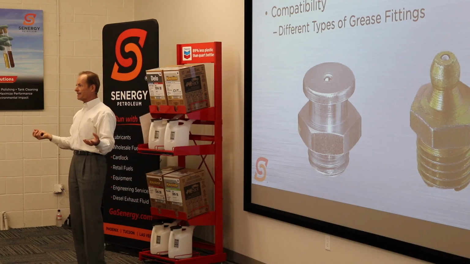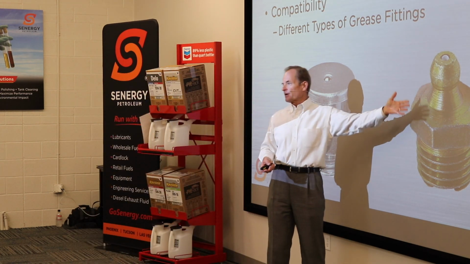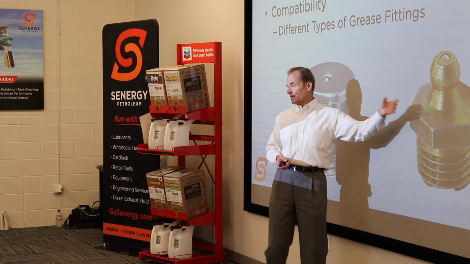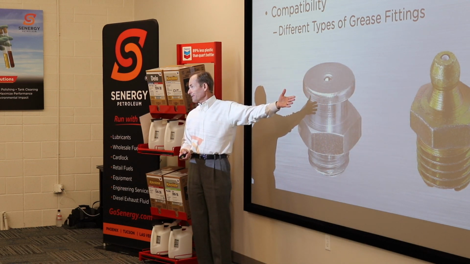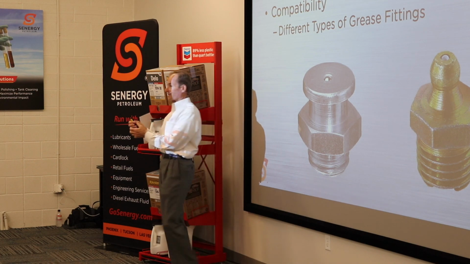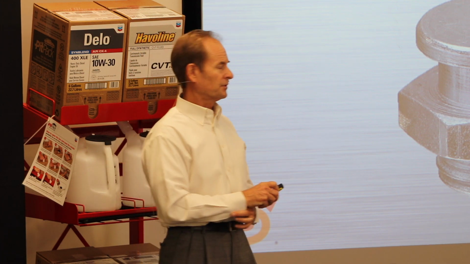So one of the ways to prevent compatibility issues in your plant is you put a Zerk fitting like this on all your electric motors, and you put a button fitting on all your bearings. And now your grease gun with complex has a button head, and your grease guns used for your electric motors have a Zerk head. And your chances of screwing that up are greatly reduced.